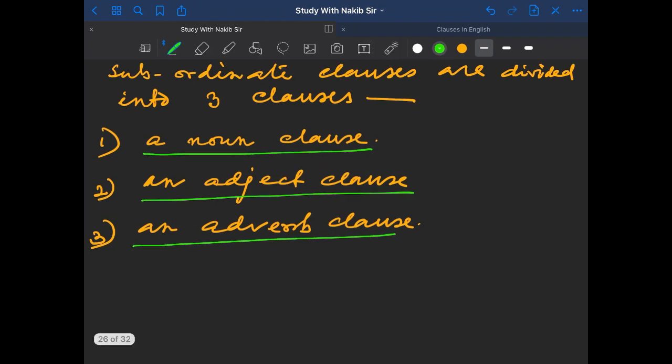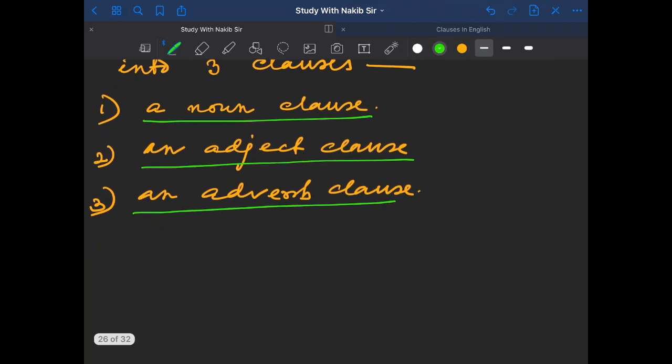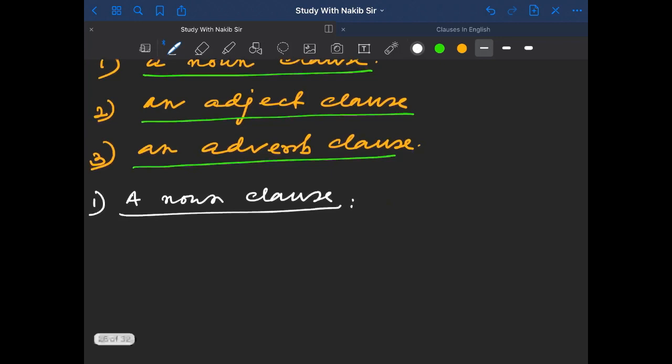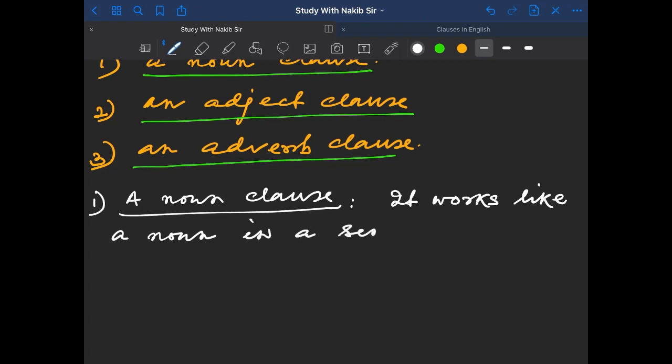Okay. Let us discuss what a noun clause is. Number one, a noun clause. What is a noun clause? It is a clause that works like a noun in a sentence.